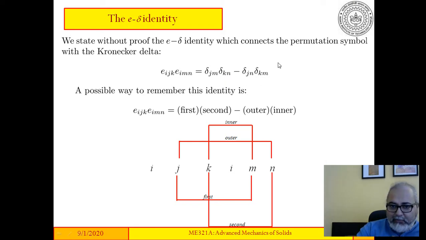The way to remember this order is that if you write the indices like this, I, j, k and I, m, n, I is repeated. Then the first one is first times second. So first is j and m.